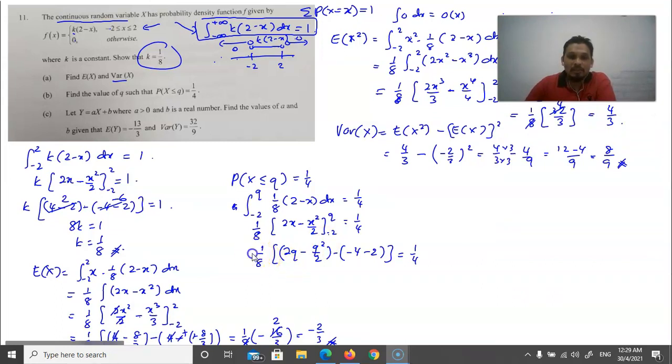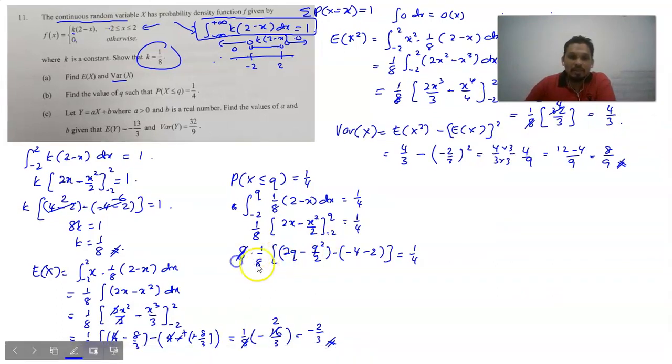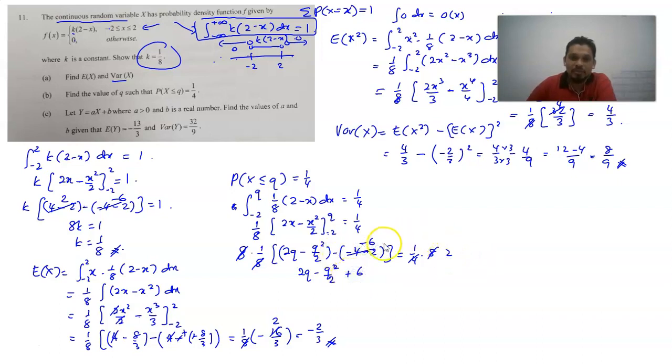Then now multiply with 8 on the left side, so multiply with 8 on right side. So 8 divided by 4 equal to 2. Then we get 2q minus q squared over 2, negative 4 minus 2 equal to negative 6. Negative and negative become positive 6. So 2 bring to the side become negative, minus 2 equal to 0. So negative q squared over 2 plus 2q, 6 minus 2 equal to 4.